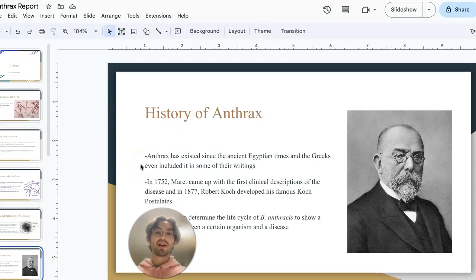The history of anthrax. It has existed since the ancient Egyptian times, and the Greeks even included it in some of their famous writings. In 1752, Meric came up with the first clinical descriptions of the disease, and in 1877, Robert Koch developed his famous Koch's postulates. He was able to determine the life cycle of B. anthracis to show a relationship between a certain organism and a disease that correlates with each other.